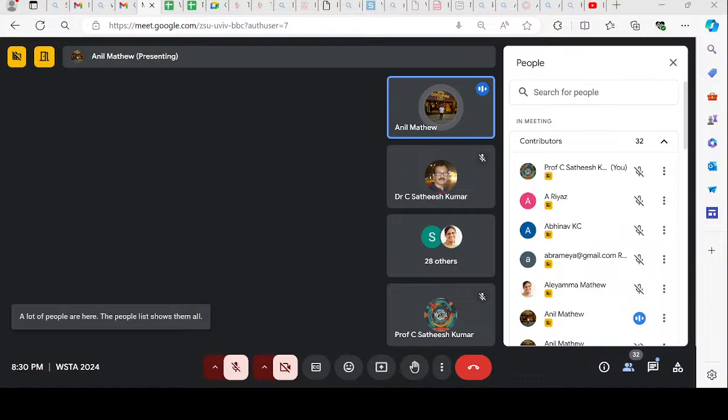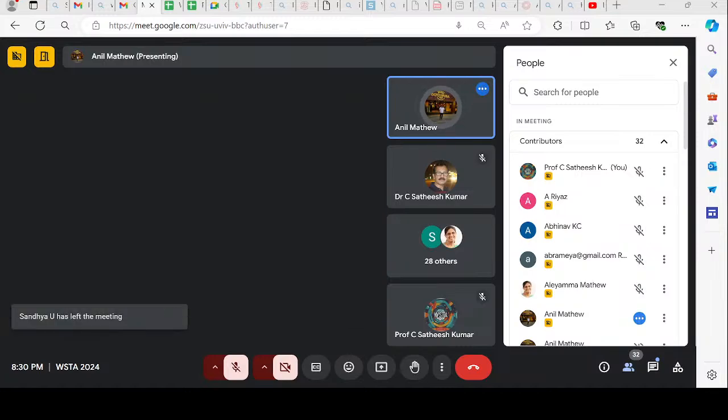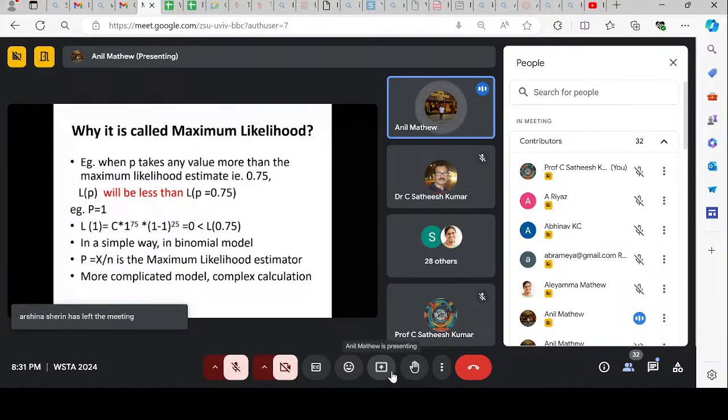So simply what we should do is set dL by dP to 0 and solve for the value of P. It is a very simple differentiation, not a complicated one. When we do this differentiation, we get P equal to 0.75, the maximum likelihood value. What does it tell us? When P takes any other value, L(P) will always be less than L(0.75). That means whatever other value you give for P, the L(P) value will be less than that at 0.75. So in a simple way, in the binomial model, P equals X by N is the maximum likelihood estimator, and in more complicated models, the calculations are more complex.